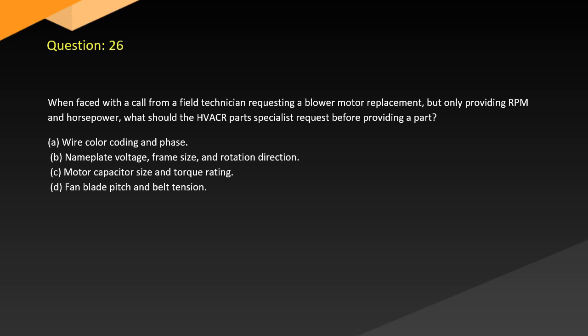Question 26. When faced with a call from a field technician requesting a blower motor replacement, but only providing RPM and horsepower, what should the HVACR parts specialist request before providing a part? A. Wire color coding and phase. B. Nameplate voltage, frame size and rotation direction. C. Motor capacitor size and torque rating. D. Fan blade pitch and belt tension.